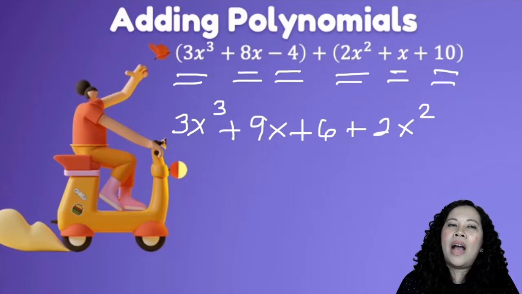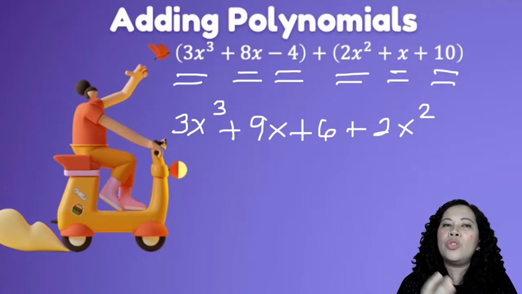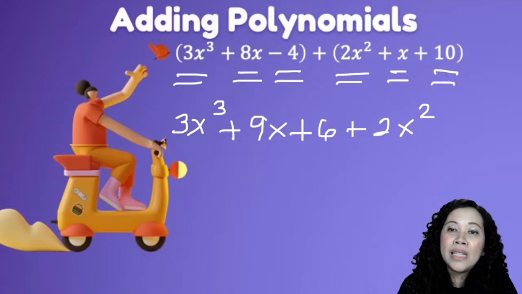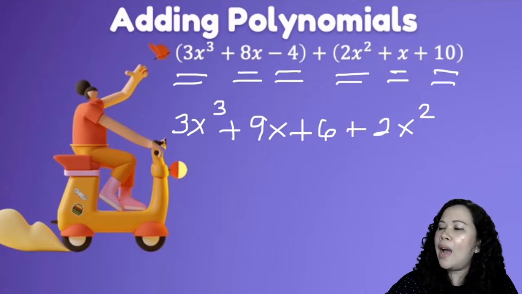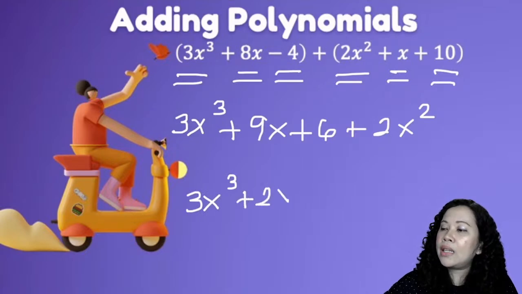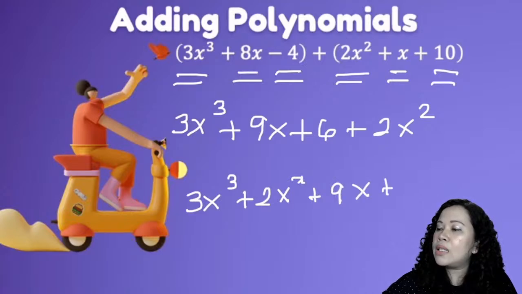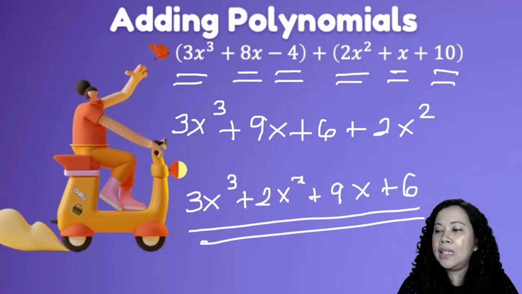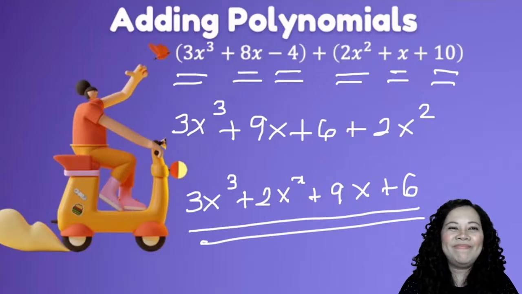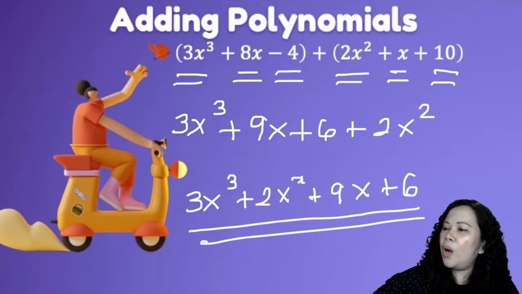The last step that you have to do is arrange your final answer in the order of decreasing power of your variable. So we have 3x cubed plus 2x squared plus 9x plus 6. Alright, so that will be your final answer. Okay, let's move on.